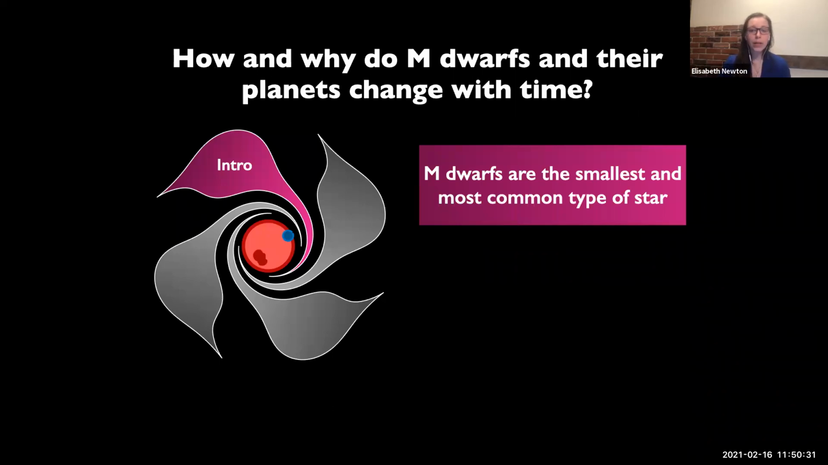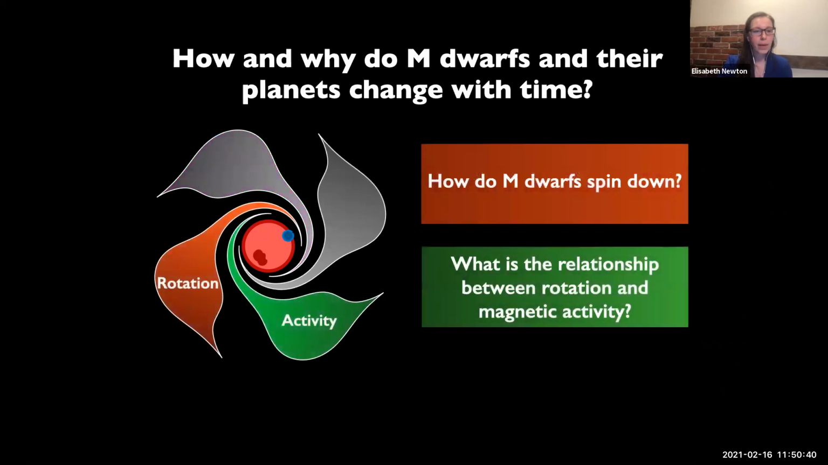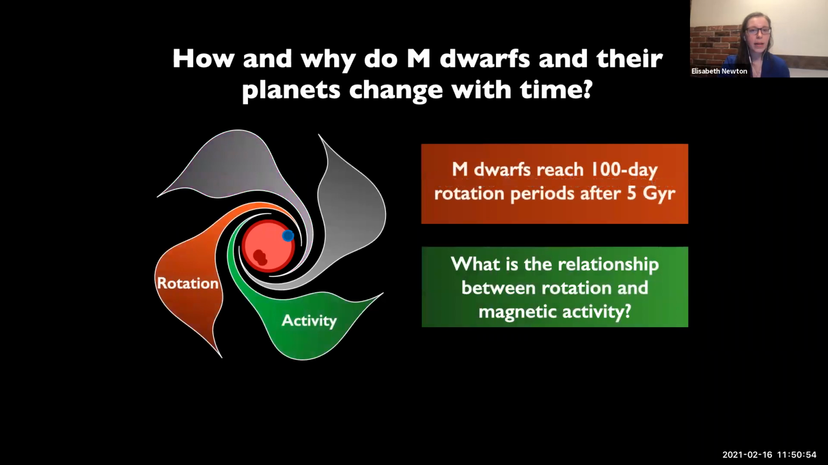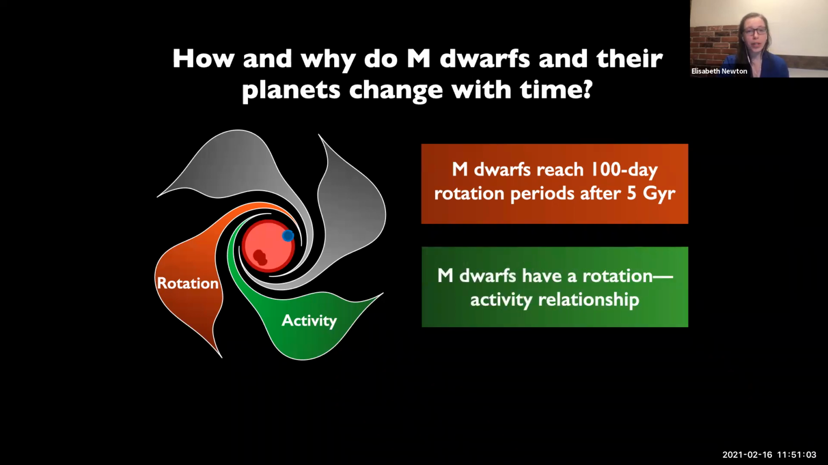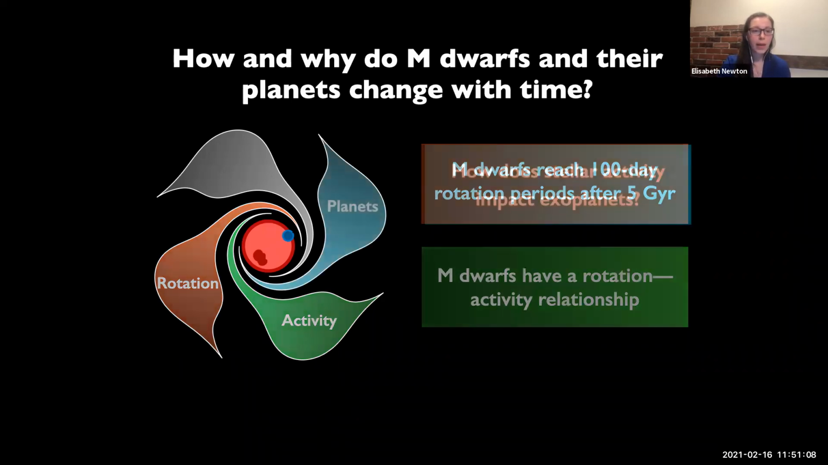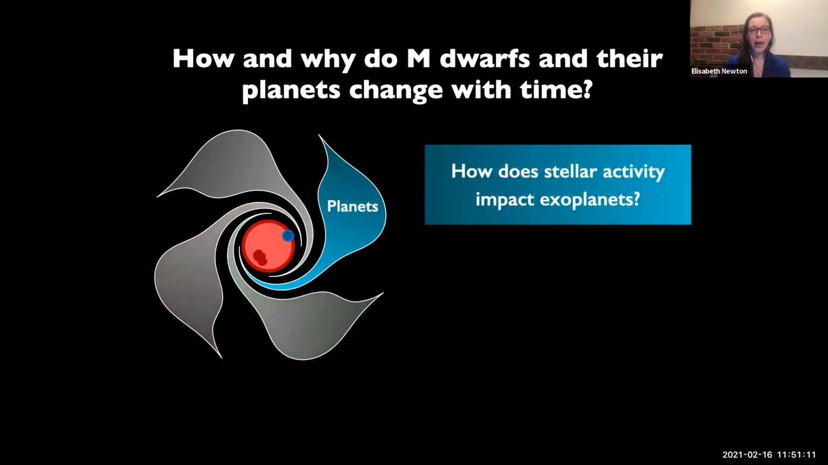We saw that M-dwarfs are the smallest and most common type of star, and that the difference in their interior structure differentiates them from more massive stars like the sun. Considering the rotation and magnetic properties of M-dwarfs, we looked at a sample of nearby M-dwarf stars in the field of the galaxy. And we showed that M-dwarfs reach very long rotation periods, taking a few billion years to get there. And that there is a relationship between rotation and activity in M-dwarfs that looks very similar to the one seen for more massive stars.